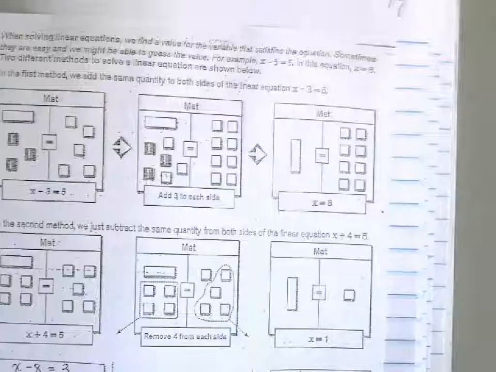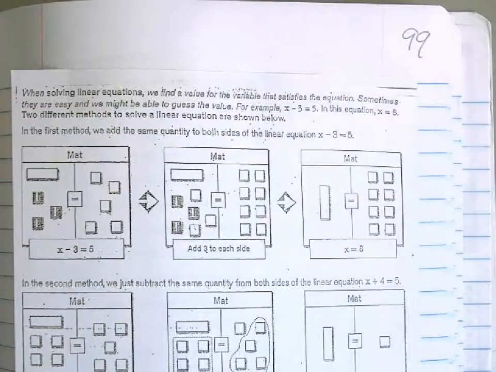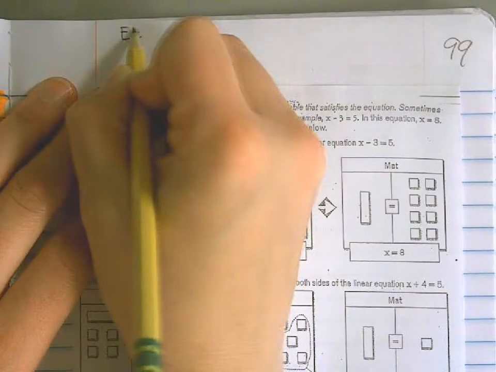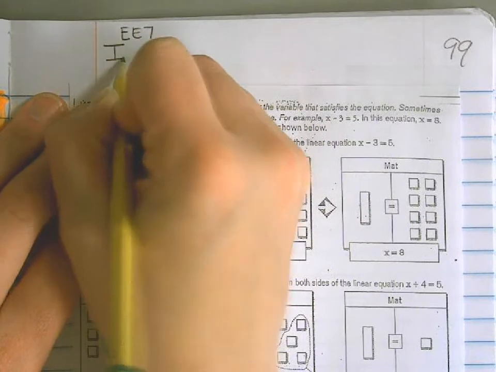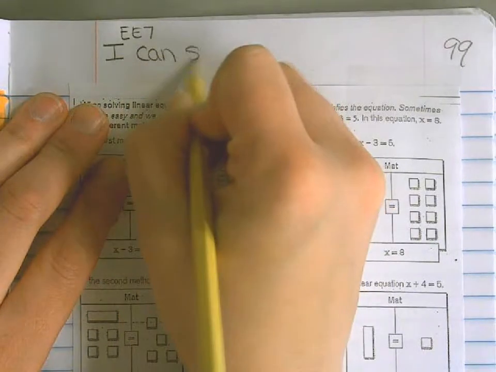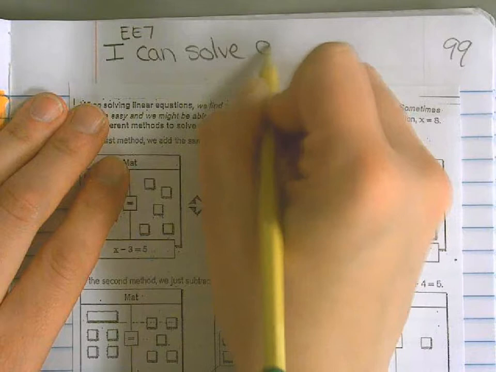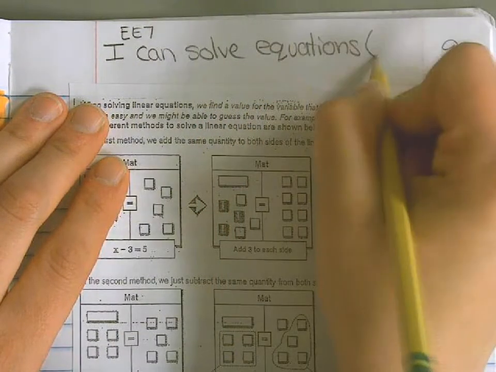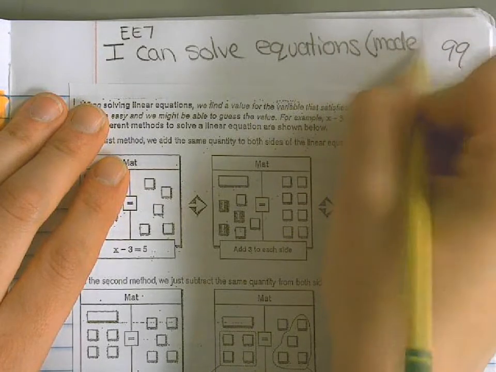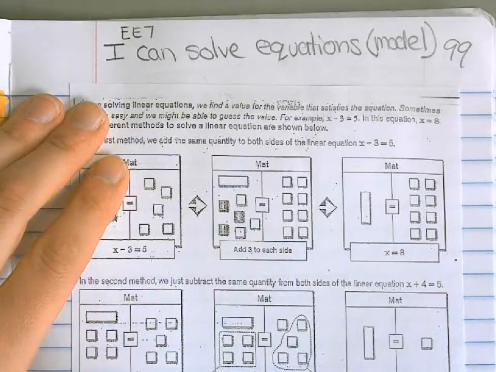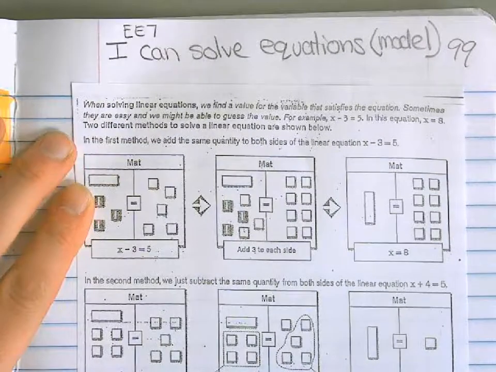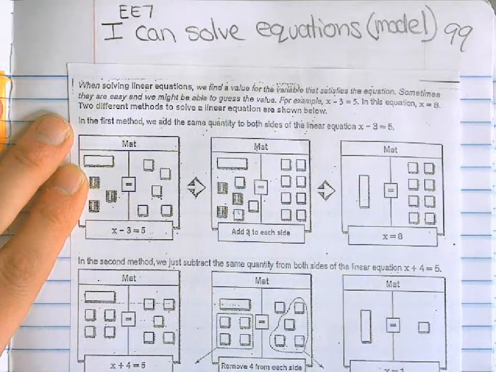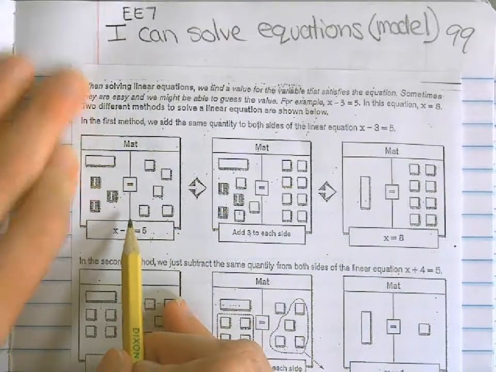Then, if we turn to page 99, first of all I want to write what topic this is, and this is EE7, and that is I can solve equations. And we do that with modeling. Now, yesterday, we used our big maths and our algebra tiles to take a look at this.